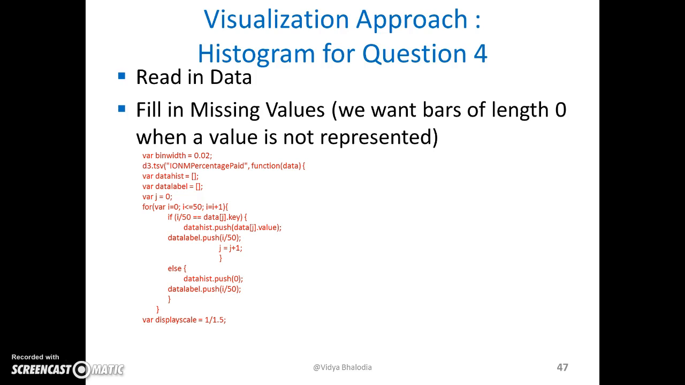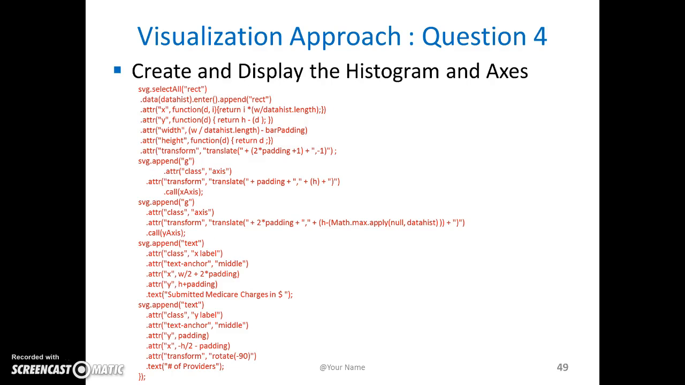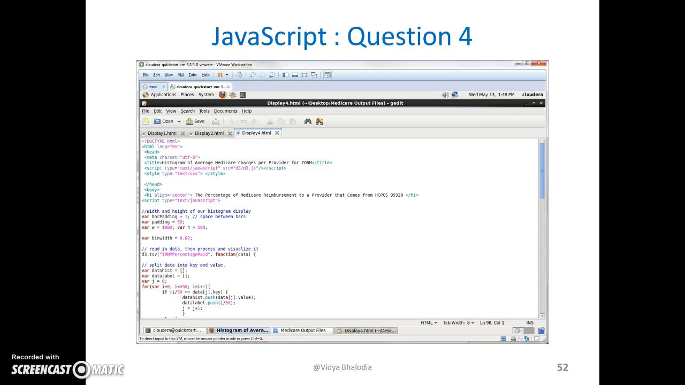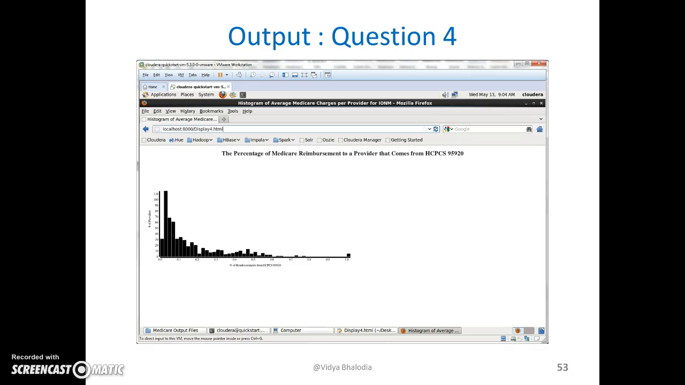For the final question, it's the same basic thing that we did for questions 1 and 2. We're going to read in the data, fill in the missing values, configure our display case, create and display the histogram and axes. And what we see is this is our JavaScript code. When we run it, we get a histogram similar to what we had previously, where we can look at the percentage of reimbursements that come from HCPCS code 95920.